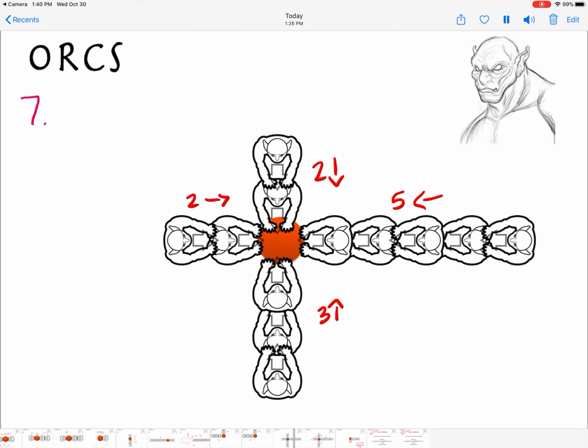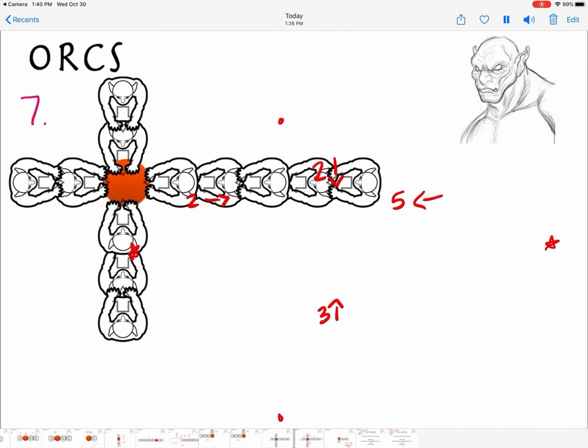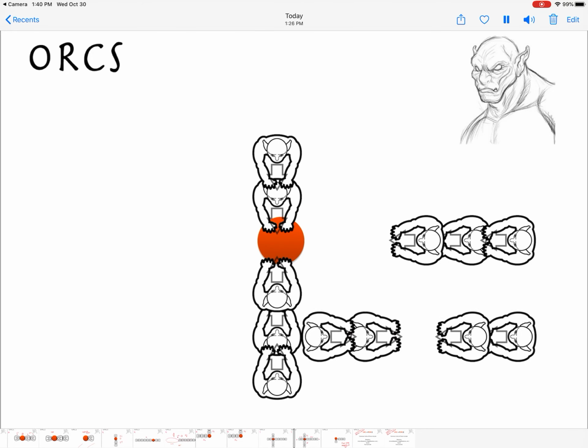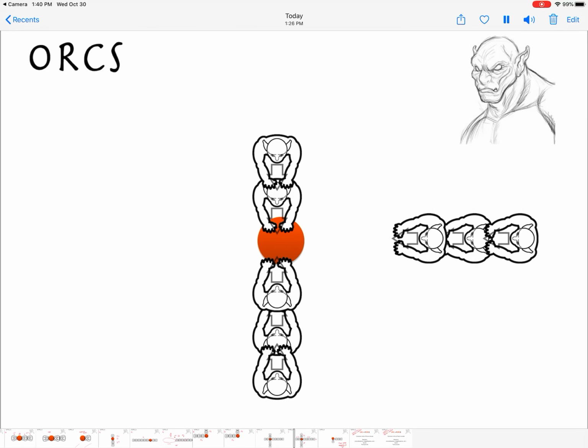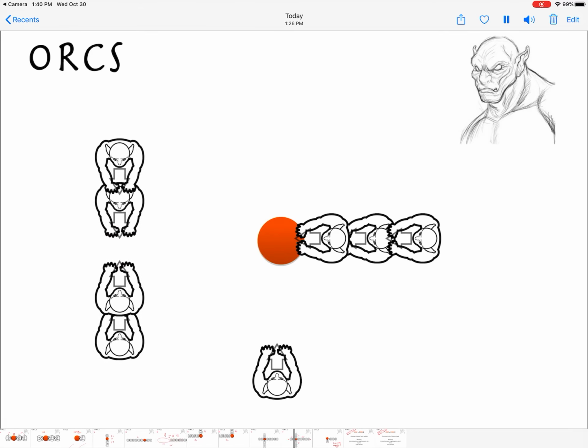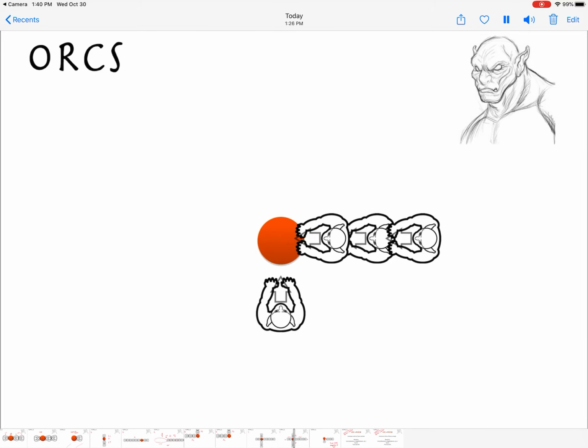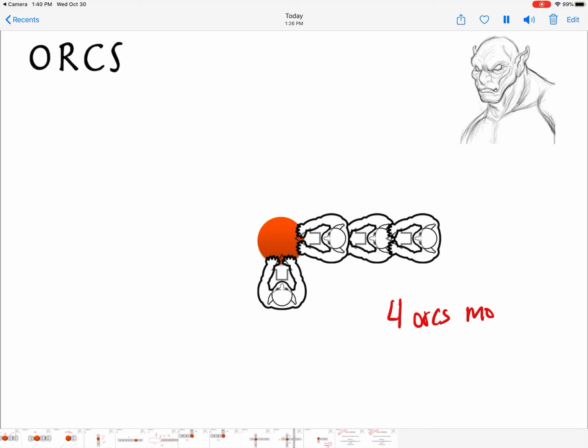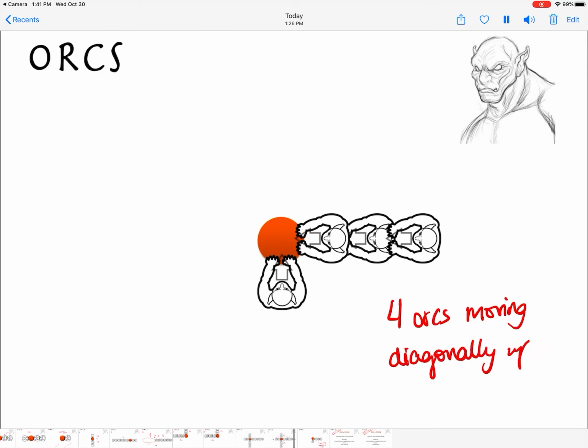And so now we have, all of these are opposite each other. This one is opposite that, this is opposite this. And so I would subtract things, cancel them out. So let's see how that works. So those 2 cancel, and that leaves us with 3. On the other side, up and down, those pairs cancel. That leaves us with 1. So as far as your explanation, you should have 4 orcs moving diagonally up, or you can say up and to the left.